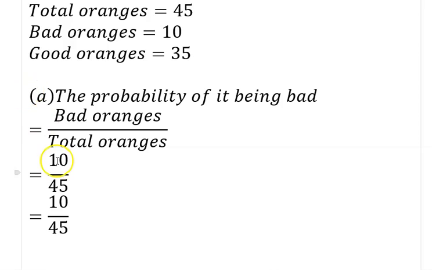So what number can cut them? Very easy. 5 can go up, 5 can go down. So let's make use of 5. 5 can cut here, 2 times 5, and here, 9 times 5. We'll be left with 2 here and 9 here. So they cannot cut again. So that's our answer. The probability of it being bad will be 2 by 9.